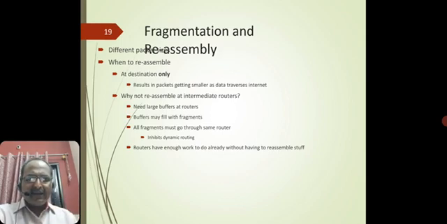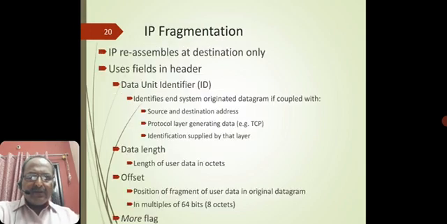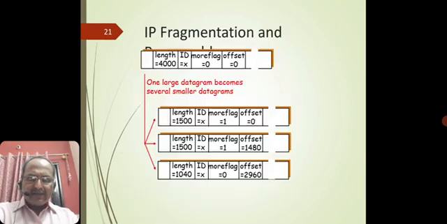Why not reassemble at intermediate routers? This is the reason. You need large buffers at the routers, and the buffers may fill with the fragments. Then it is a time consuming process. All fragments must go through the same router. If you start reassembling at intermediate routers, it collapses other fragmentation to be transmitted at the destination. That's why reassembly at the intermediate routers will not be possible, and routers have enough work already without having to reassemble. So IP reassembles at the destination only, and these are the important points which I have already explained to you.